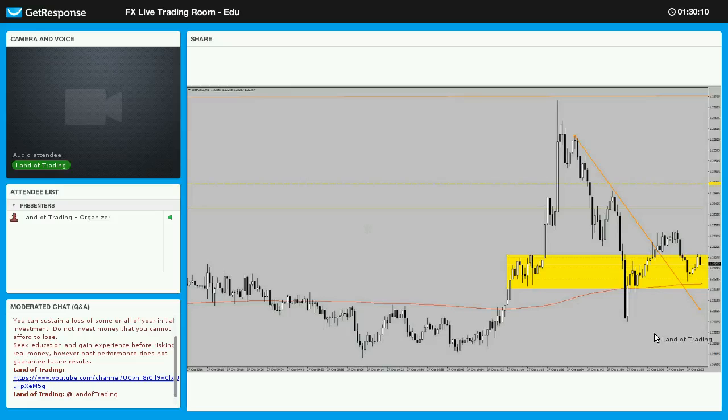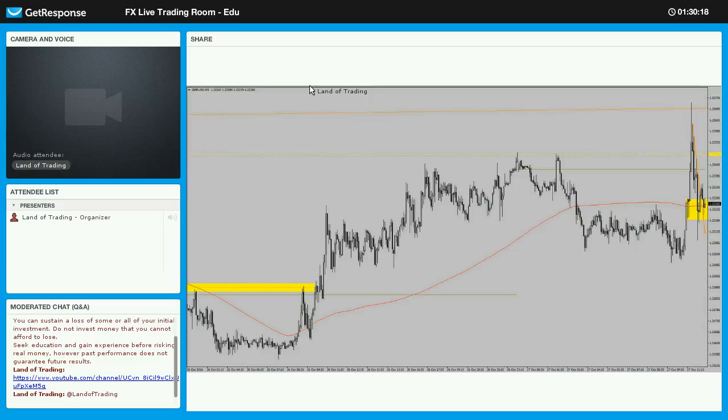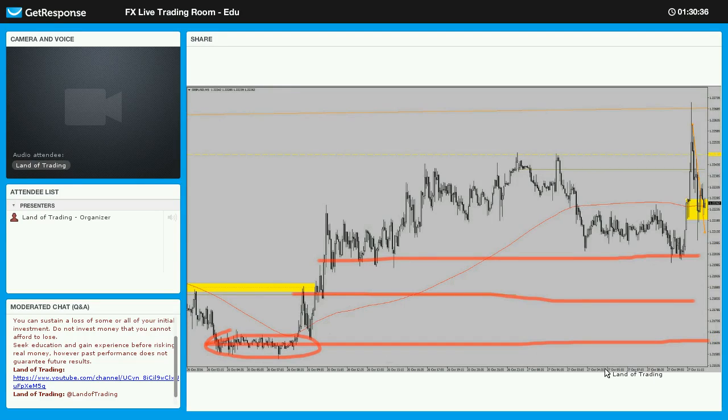Move below 22.20 again. We may retest this low around 22, right? Then move below 22, 21.85 and 21.60. To the upside, just let me remind you, we need to close above 22.40 for continuation to the upside, in my opinion.